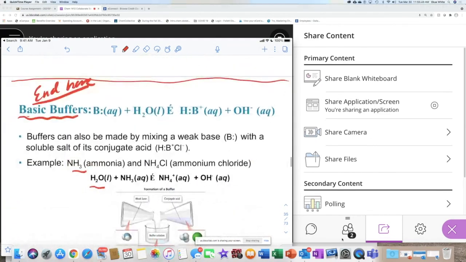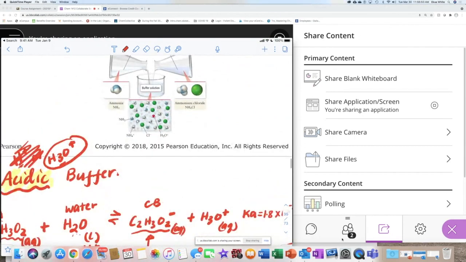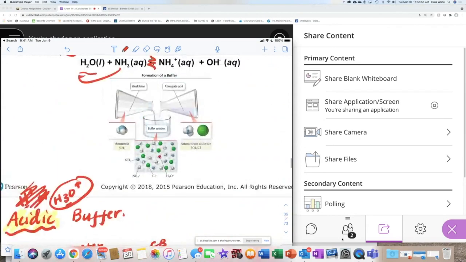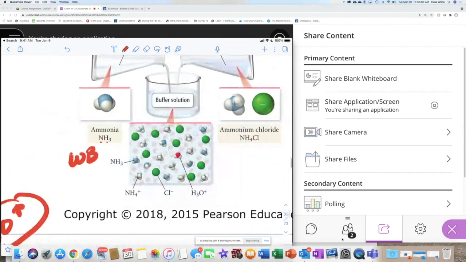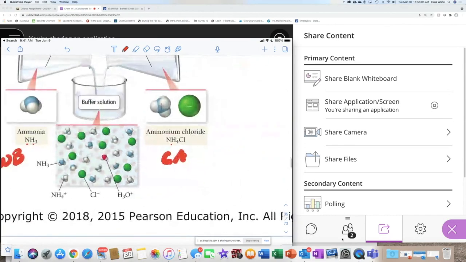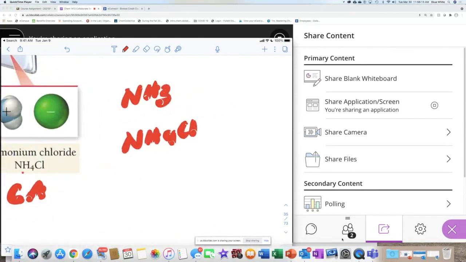Anyway, so what I just wrote right here is this equation. Of course, they wrote it weird. Y'all see, I flipped this to match my first acidic buffer. So to make a basic buffer, you need your weak base. In this case, our weak base is ammonia and the conjugate acid, ammonium chloride. Okay, so you get this combo here, NH3 and NH4Cl. So if you're trying to examine these, how are these two different from each other?